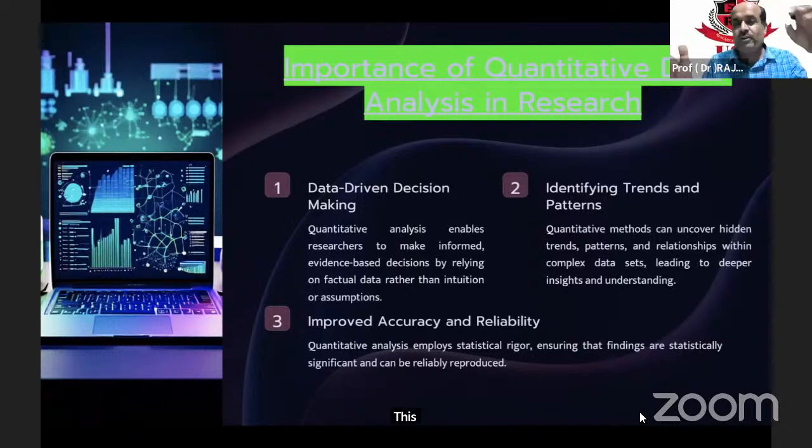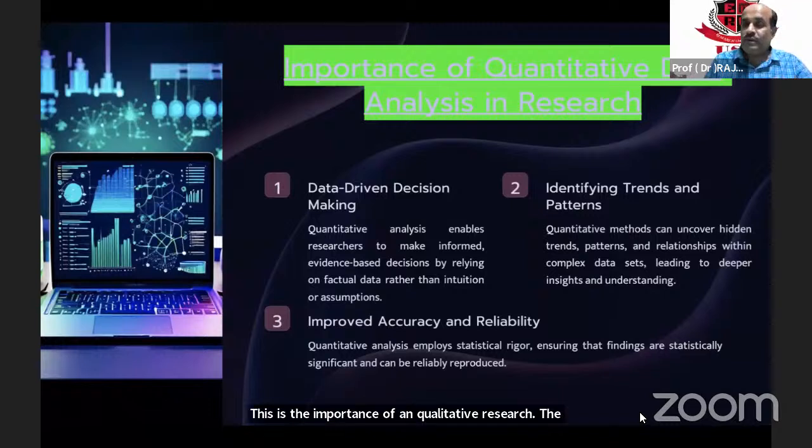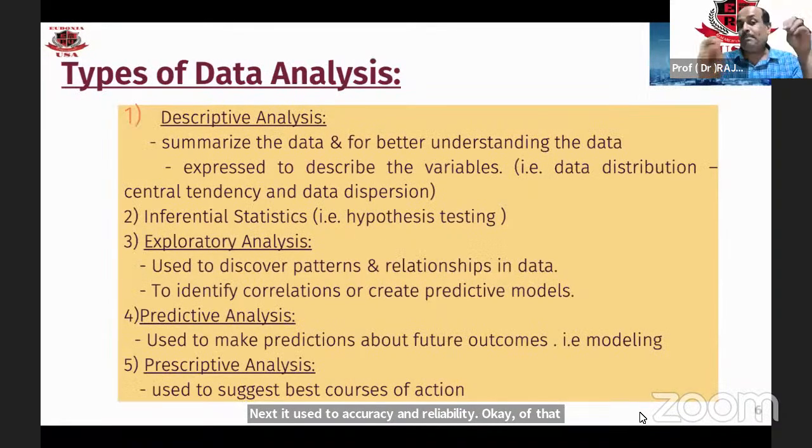And you can find out from the data what changes have occurred, what the trends are, whether it is a positive trend or negative trend. Then we come to know the deeper insight, the real meaning in the form of numbers. Next, it gives accuracy and reliability of the findings, because we are going for evidence-based statistical packages.